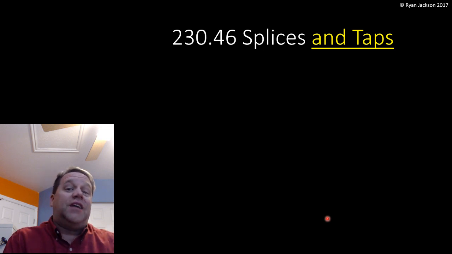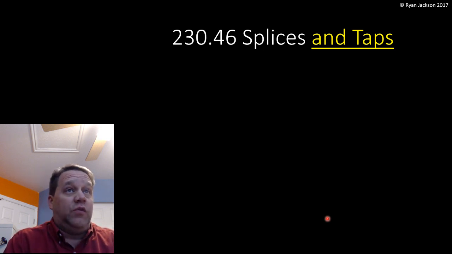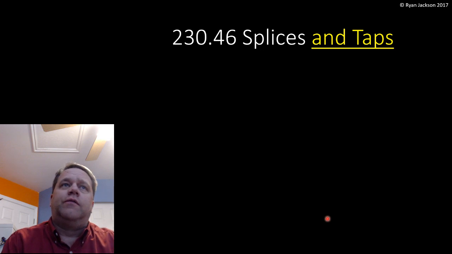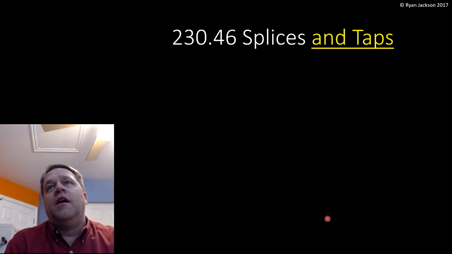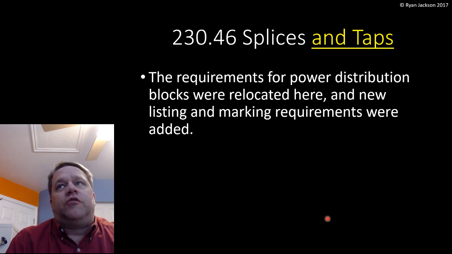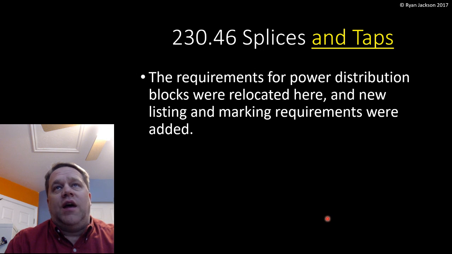But boy, did that trend ever change in the 2020 code. There are some major changes in Article 230 this go-around. So let's get started with 230.46, splices and taps. The rules for power distribution blocks were relocated here, and new listing and marking requirements were added.